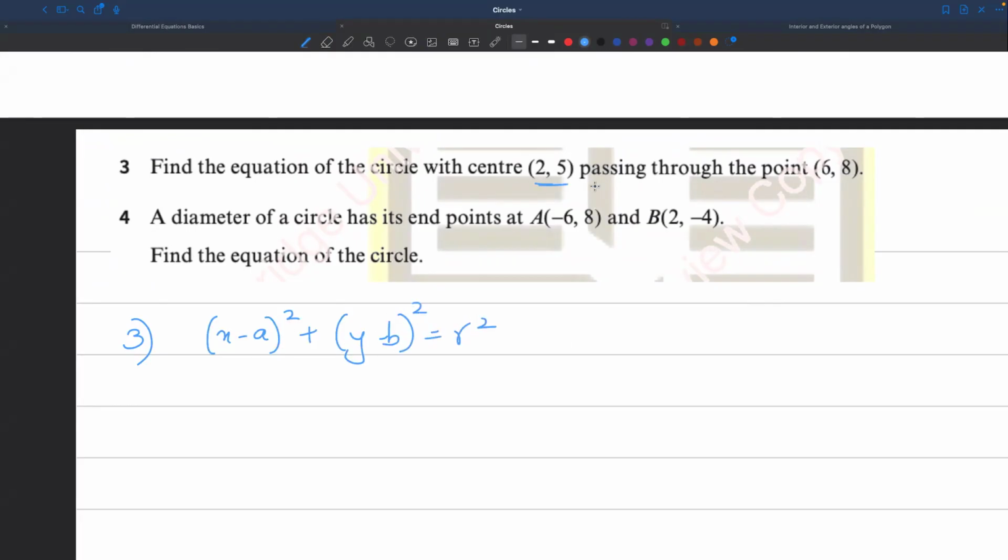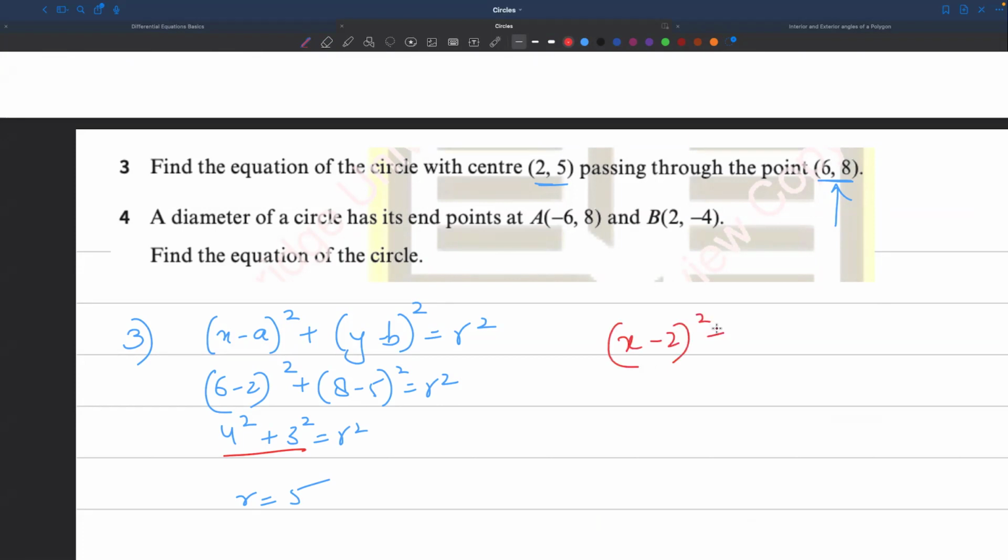Now we have the center and we have a point on the circle. So that is x and y. So I can find the radius very easily now. I can write (6 minus 2) squared plus (8 minus 5) squared. R will be equals to 5, right? Once my R is equals to 5, I will not go to this detail, beta. So my equation will become (x minus 2) whole squared plus (y minus 5) whole squared is equals to 25.